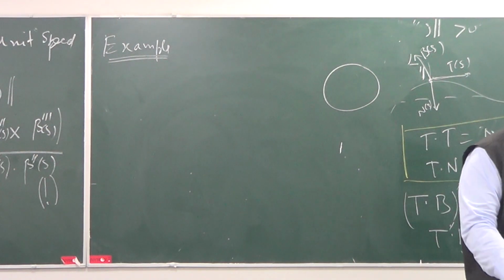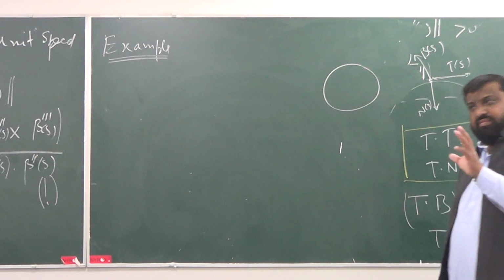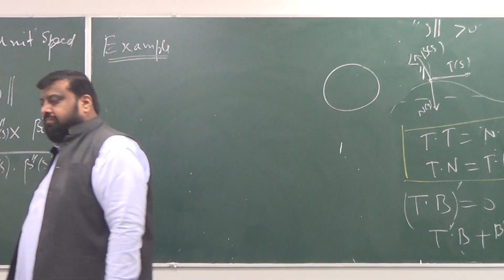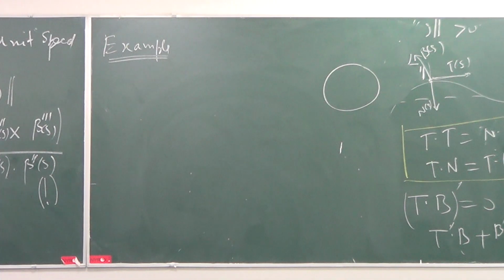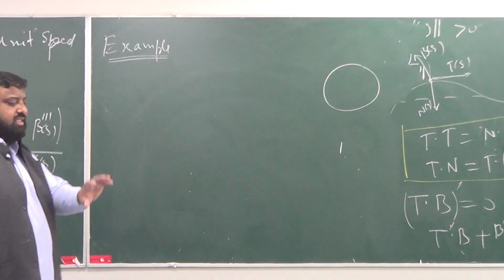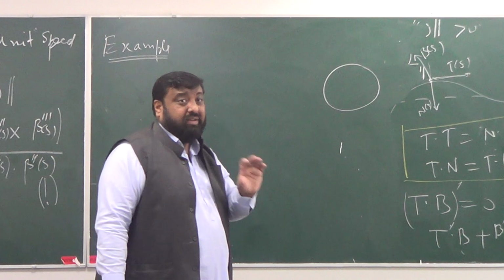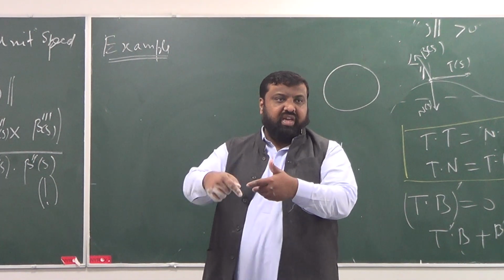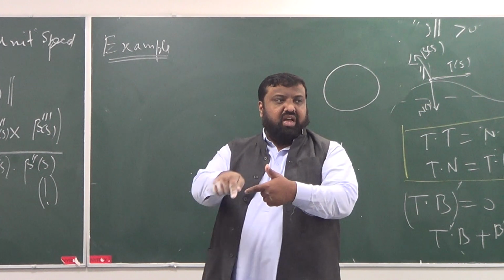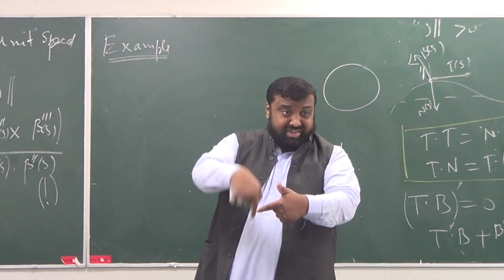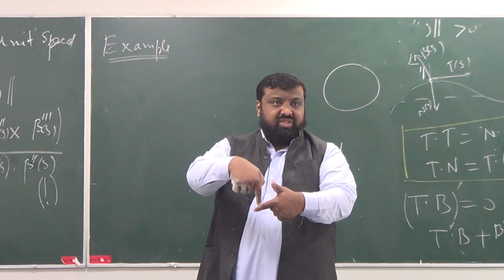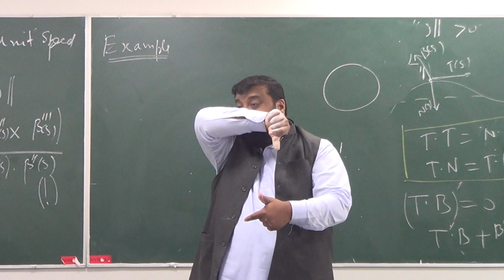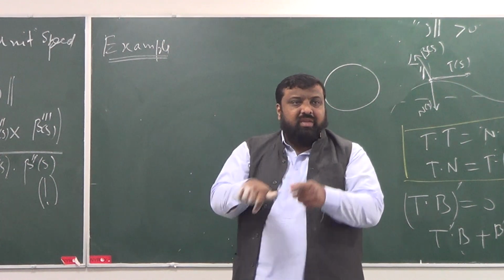What would be your observation? Without computation, let's have some intuitive feeling for it, basically. So imagine I have a circle, and my frame is moving on the circle. So the tangent is going to be along the circle, normal is going to be inward, to the center of the circle, and binormal is going to be perpendicular to the plane. Are you getting the point?